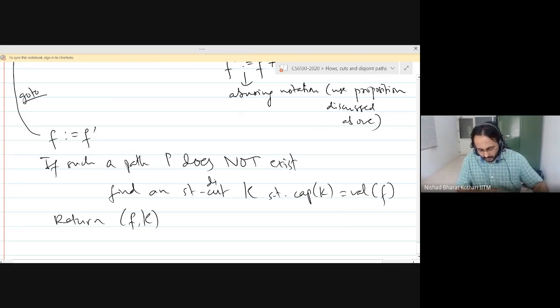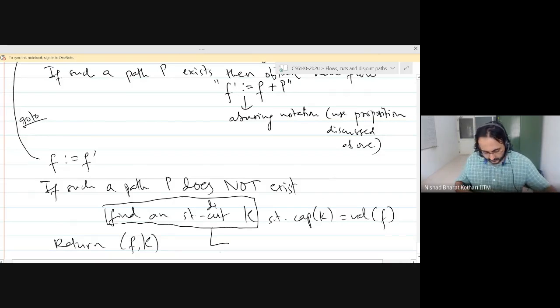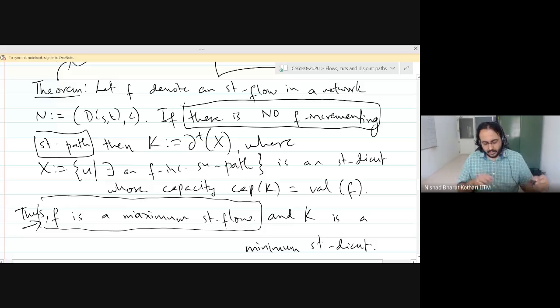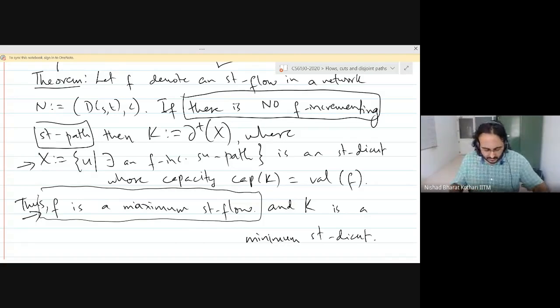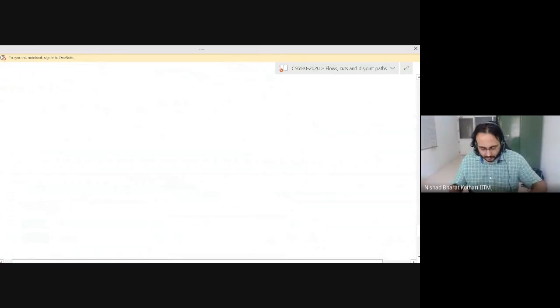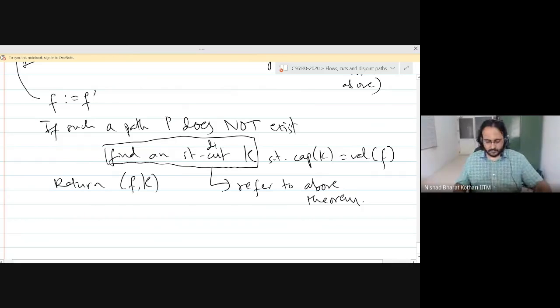Okay, and what do I mean here? Here I am referring to the theorem that we discussed. Okay, so the theorem actually tells you how you can define this cut. Again, remember, we are not looking into implementation details or the algorithmic details, right? This is the general method, and we still need to make it precise by discussing how to find a path and how to find this cut and everything, right? So refer to above theorem.